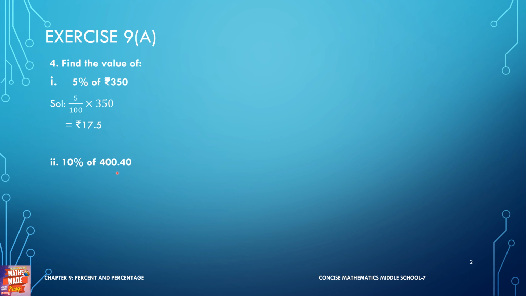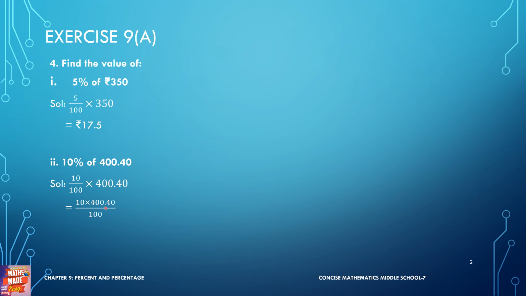10% of 400.40. Even here we need to remove the percentage of this 10% because they are asking us to find the value. So we have to remove this percentage. For that I am dividing with 100 into 400.40. Right, children? Now look here carefully, children. Here you are having point, right? So it is difficult to cancel it. So it is better to remove this point.